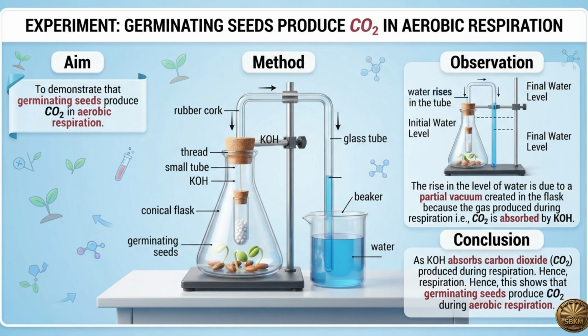Observation: it is observed that water rises in the tube. The rise in the level of water is due to a partial vacuum created in the flask because the gas produced during respiration, that is, CO2, is absorbed by KOH. Conclusion: as KOH absorbs carbon dioxide produced during respiration, this shows that germinating seeds produce CO2 during aerobic respiration.